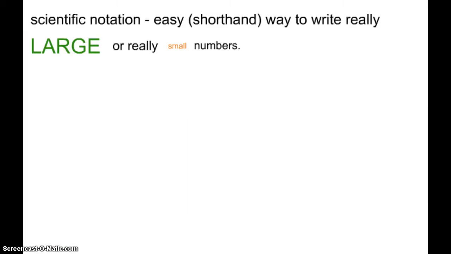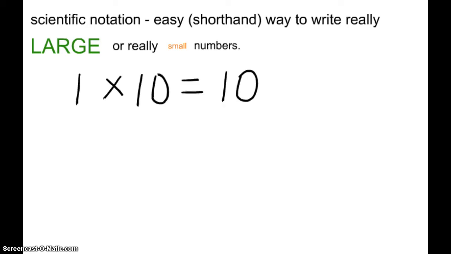Scientific notation. Scientific notation is an easy or shorthand way to write really large or really small numbers. Before I get into some real-world examples, I want you to watch and see if you notice some patterns. 1 times 10, we work in the base 10 number system.